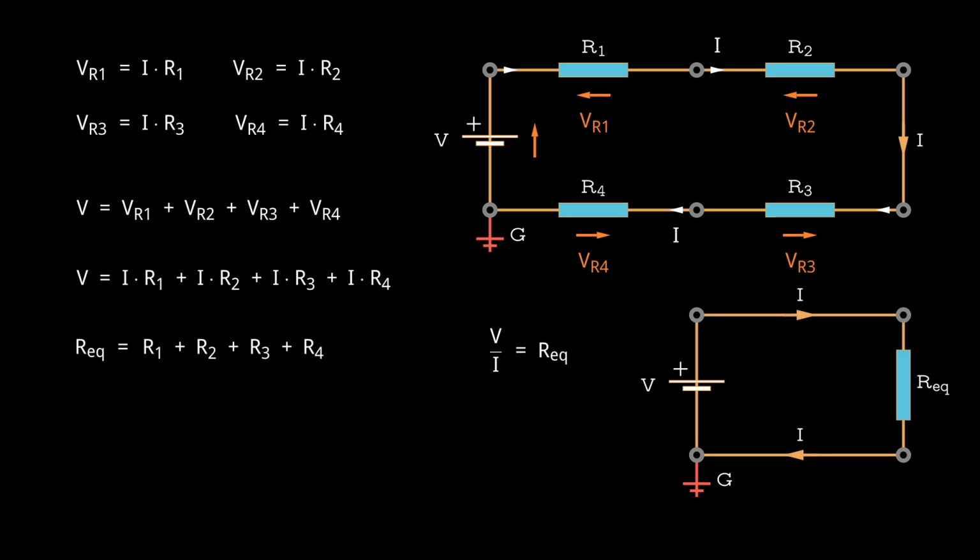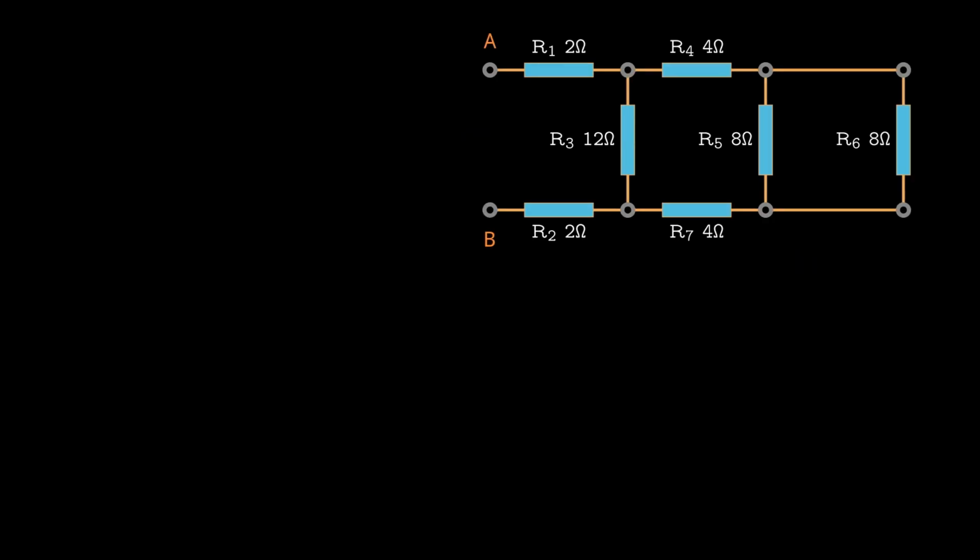I hope everything we've covered so far is clear. Let's now look at an example to help us better understand what we've been discussing. What you see on the screen is a circuit with a combination of series and parallel resistors. Our goal is to find the equivalent resistor that can be placed between nodes A and B.